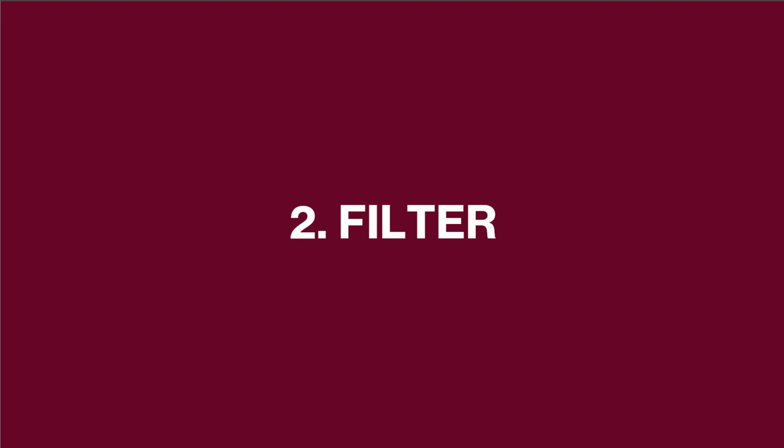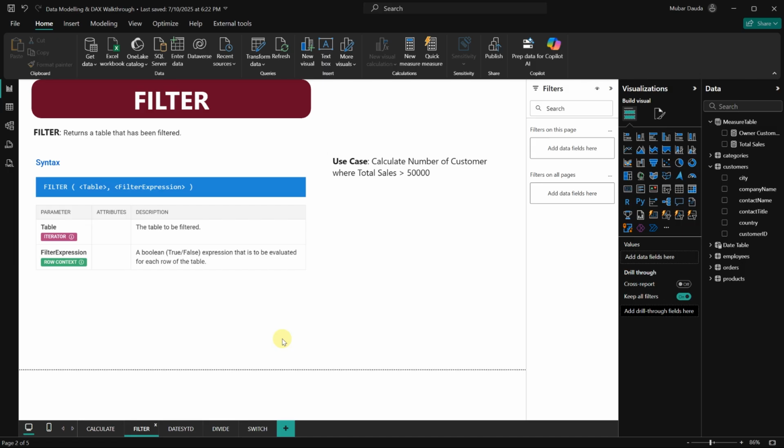The second DAX function that we're looking into is the FILTER function. The FILTER function returns a table that has been filtered. It always returns a table because FILTER itself is a table function. So when you filter a table, you return a table. Anything you filter will return a table for you using the FILTER function.